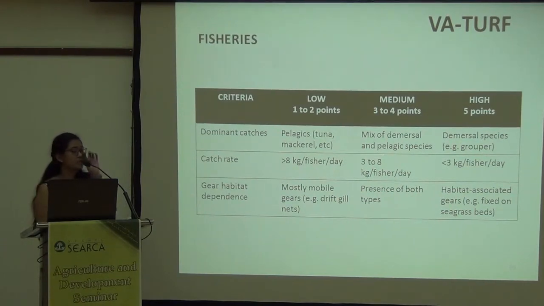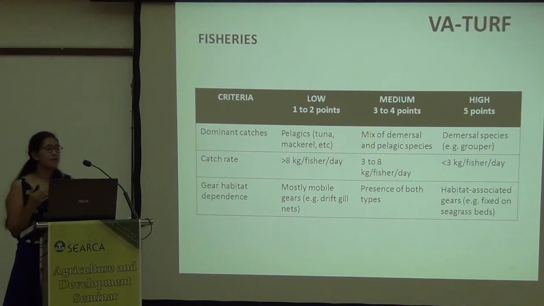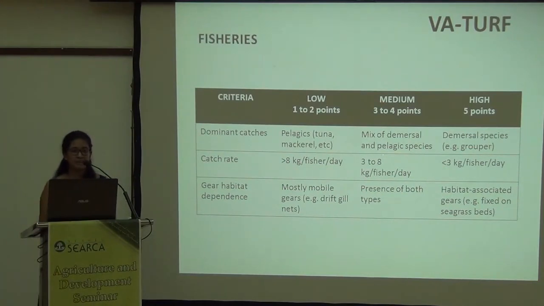So in the fishery sensitivity criteria, they only consider three questions or three criteria. First, the dominant catches. So in this setting, when you have a higher score, it's not ideal. So the ideal score here is low, because when you have a high score, then you are highly sensitive. So the ideal answer to this criteria is those located under the low. But I will discuss each.